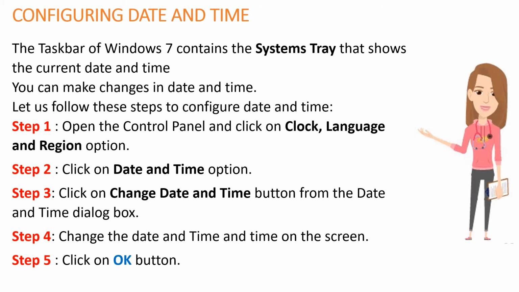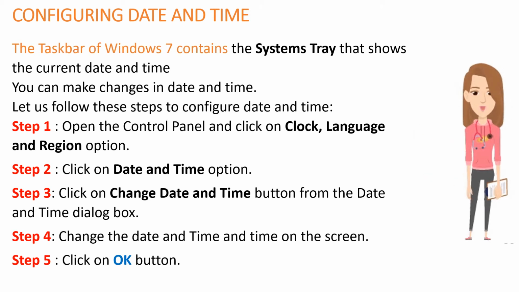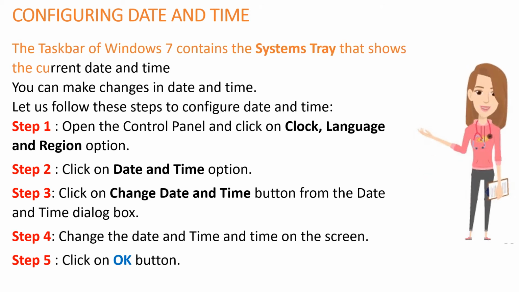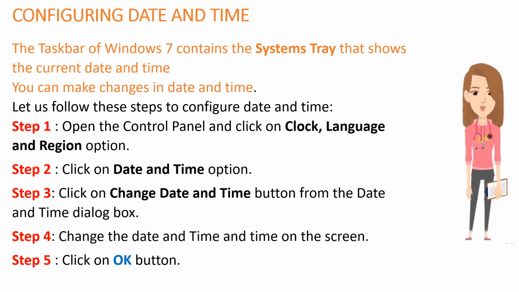Configuring date and time. The taskbar of Windows 7 contains the system tray that shows the current date and time. You can make changes in date and time. Let us follow these steps to configure date and time.